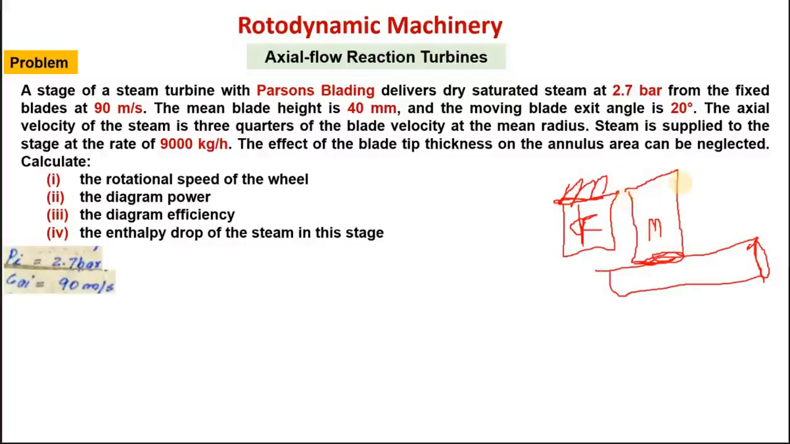And blade height is increasing in the direction of flow. So here you have a lower blade height, and here at the exit of moving blade height is a little larger. So the mean blade height means this height is given, right? This height. This HM. Right.